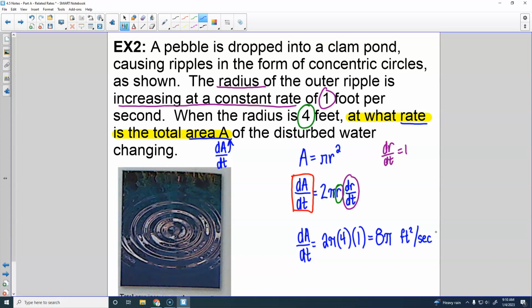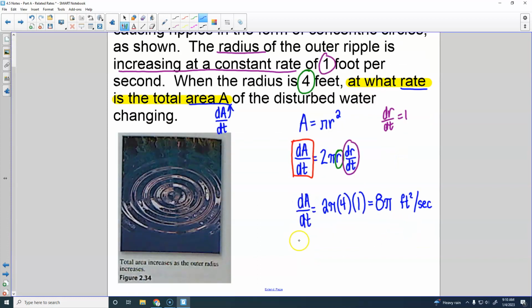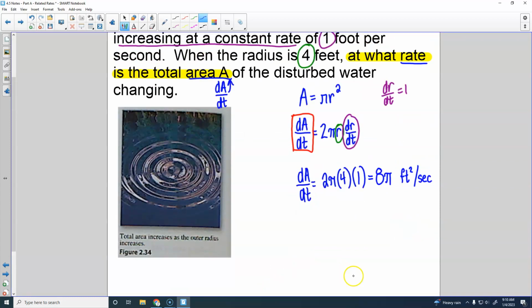Right. I could not figure out why the units didn't work the other day. Typically the units work. But I couldn't figure out why the way that we did it the units didn't work. But what Connor is saying, and this is helpful here sometimes, when you're doing dA/dt, if you include the units in the problem, so you got 2 pi times 4 feet times 1 foot per second.